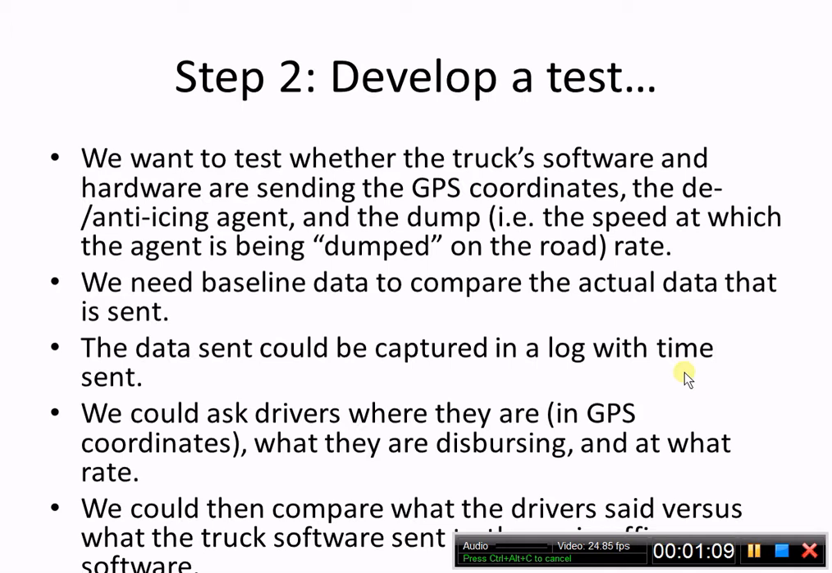Step 2. Develop a test. We want to test whether the truck's software and hardware are sending the GPS coordinates, the de and anti-icing agent, and the dump speed or dump rate, which is the speed at which the agent is being dumped onto the road or dispersed onto the road. We need baseline data to compare to the actual data that is sent.